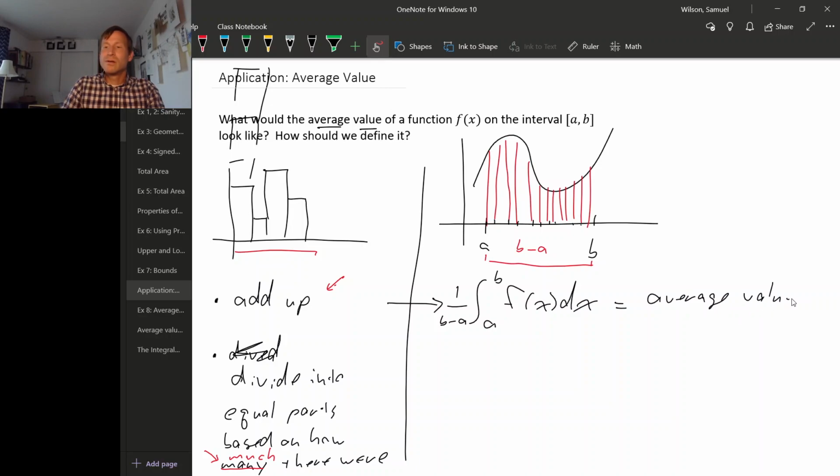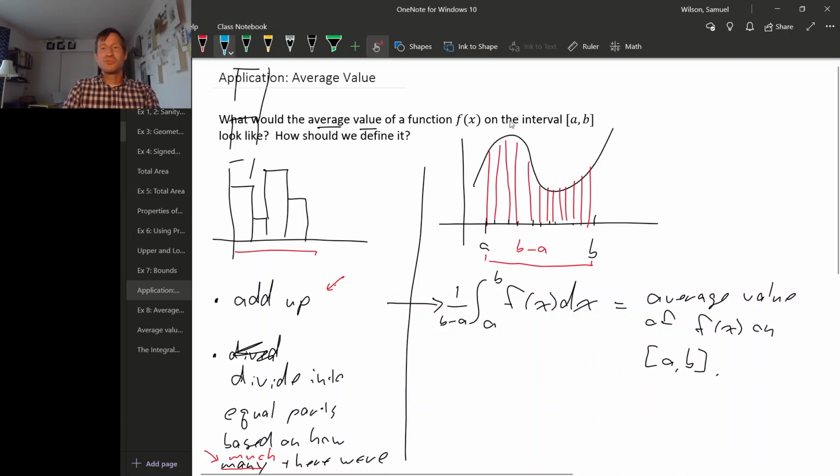And so this is the value that we will define to be the average value of f of x on the interval from a to b. This actually has a really nice interpretation geometrically, which works like this.